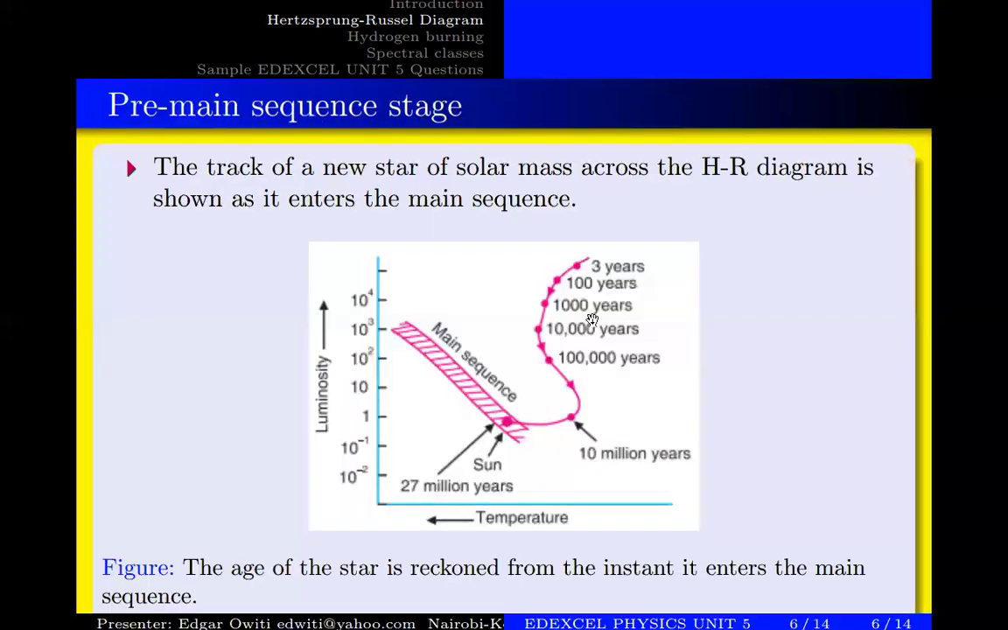By the time the star is formed and getting into the main sequence, that takes about 10 to 30 million years, and it remains in the main sequence as long as the hydrogen burning takes place at the core. Different stars will exit the main sequence at different stages depending on the amount of hydrogen at the center. This diagram here just shows the pre-main sequence stage where the protostar enters the main sequence.